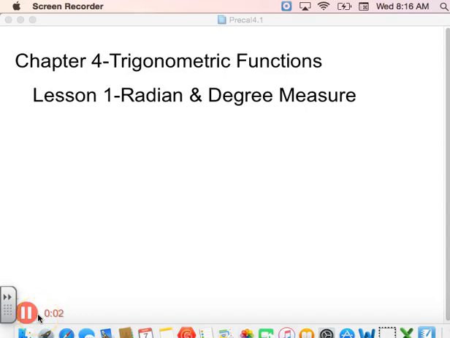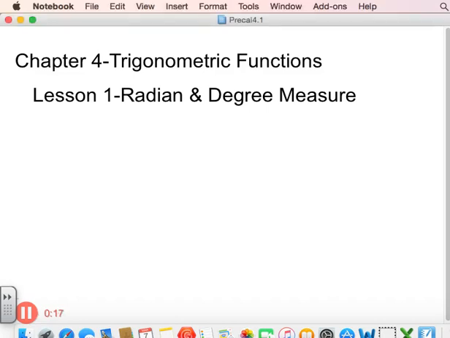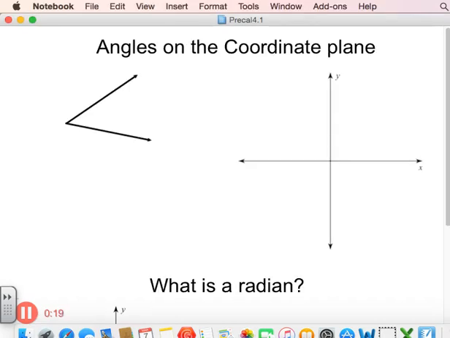Alright, so moving on to chapter 4, we're talking about trigonometric functions. Trigonometry is essentially the study of triangles. It's basically just geometry, but only involving triangles. So first thing we need to talk about are some basic things with angles.